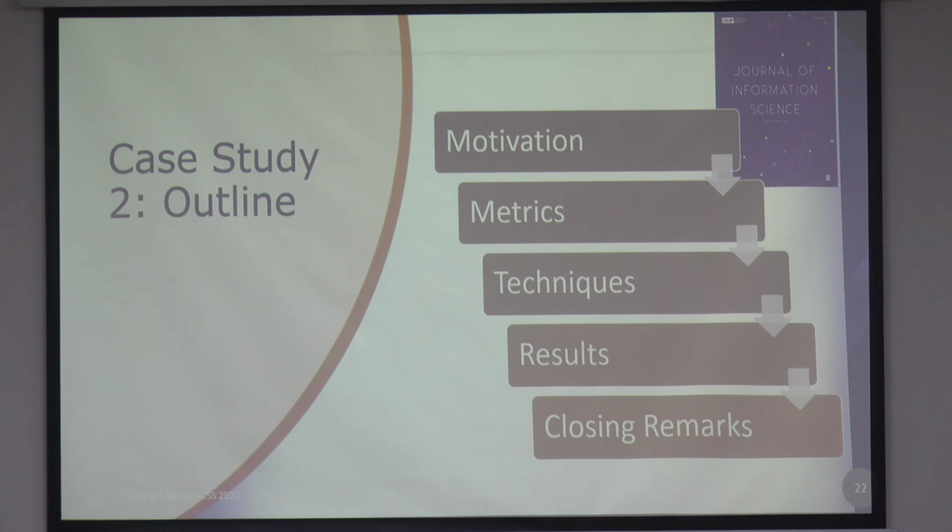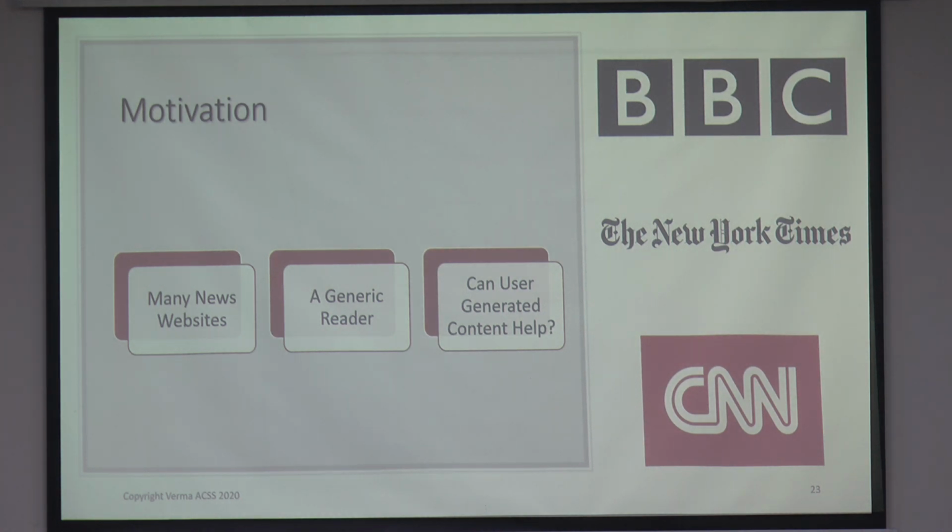This appeared, as I said, in the Journal of Information Science. You can look at the details over there. What was the motivation for this study? We have many news websites, right? Imagine a generic reader trying to decide which one to actually look at, which one to focus on. There's not enough time to look at all the articles on all of the websites and try to synthesize that information, right? So the reader is trying to choose or rank the websites.